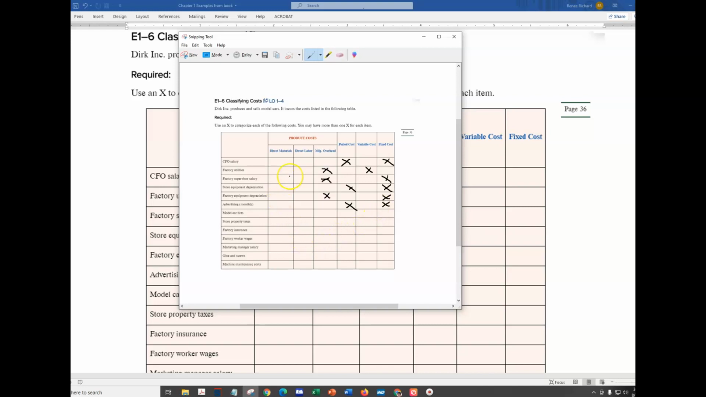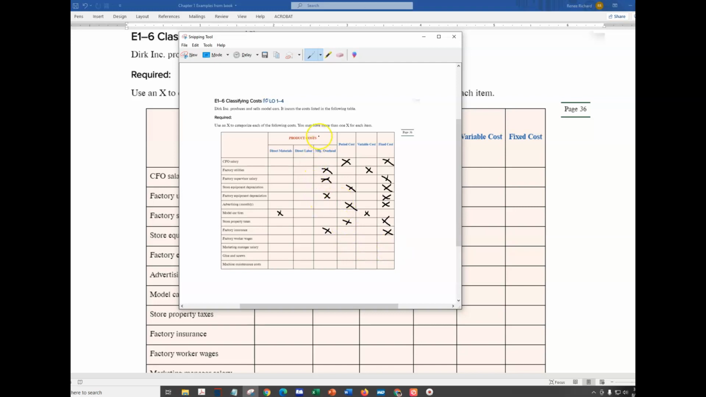Our model car tires. That's a product cost because we're selling model cars. And it sounds like it's direct materials. It would also be a variable cost because it goes on each product. Store property taxes. We have a store, we're not producing, it's not a production cost, so it's a period cost. It doesn't vary, so it's fixed. Factory insurance. It's a product cost because it has to do with the factory. It's not direct materials, not direct labor, so it must be overhead. We hope that it doesn't vary according to the number of units we produce, so we're going to call that a fixed cost.